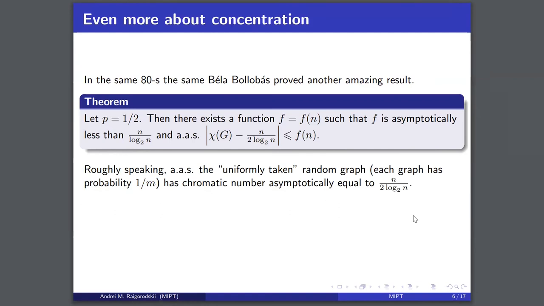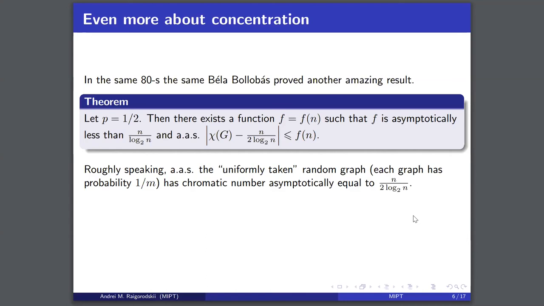Roughly speaking, as I said here, asymptotically almost surely, take a uniformly random graph. You understand, if p is equal to 1/2, every graph has probability 1 over m. Probably you forgot what m is, but m is the number of all possible graphs on n vertices. So m is 2 to the power n choose 2. And when the probability of an edge equals 1/2, every graph has the same probability, 1 over this value. You understand it, yes? So in this uniform case, asymptotically almost surely, the chromatic number is asymptotically equal to n over 2 times the binary logarithm of n.